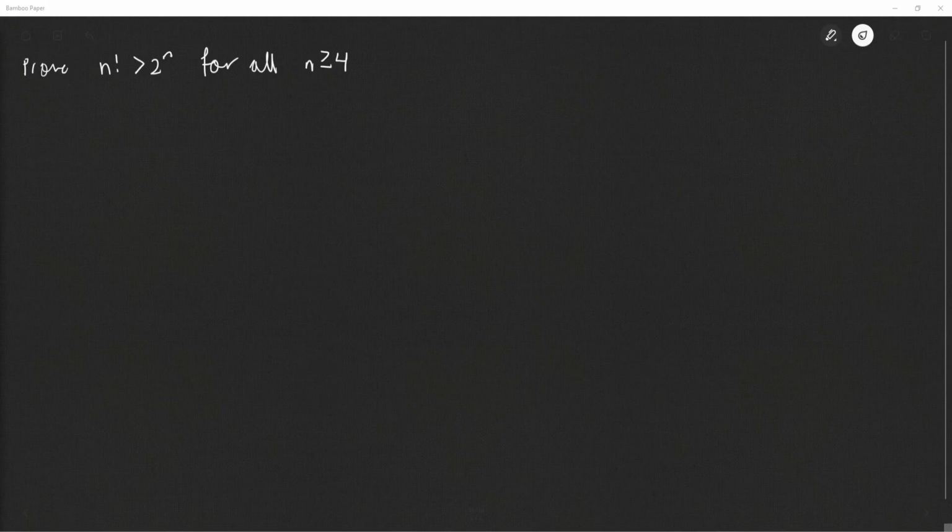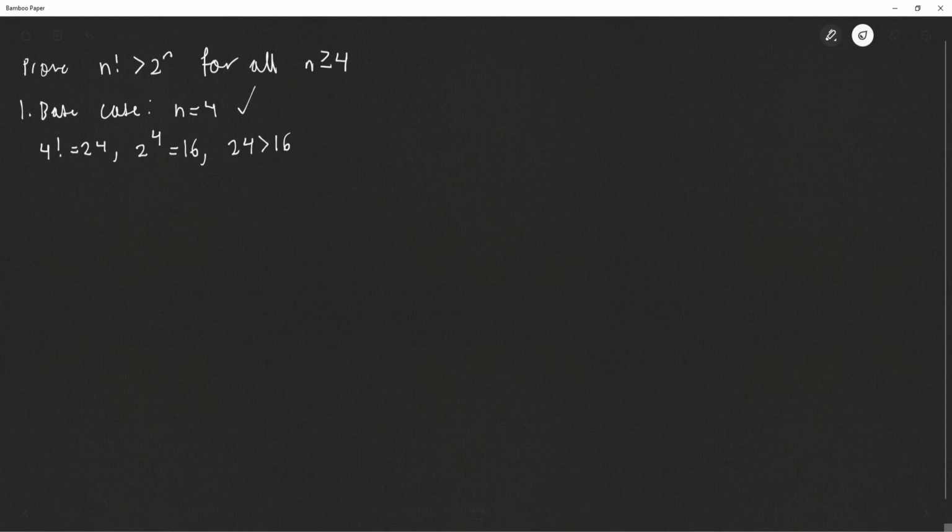So next up we have: prove that n factorial is greater than 2 to the power of n for all n greater than or equal to 4. So we're going to have our step 1 again, which is going to be our base case. However, this base case isn't when n is equal to 1. This is going to be when n is equal to 4. So we're going to have 4 factorial, which is 24, and 2 to the power of 4, which is 16. We can see that 24 is greater than 16, so our base case holds.